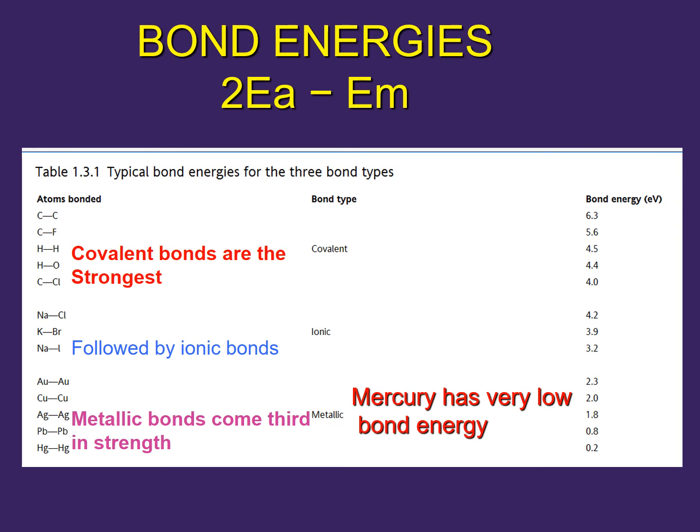Bond energy is the amount of energy that needs to be supplied to separate the two atoms. Carbon covalent bond is the strongest, while carbon-chlorine is the weakest, followed by ionic bond, then by metallic, where gold is the strongest and mercury is the weakest, which results in mercury being liquid at room temperature.